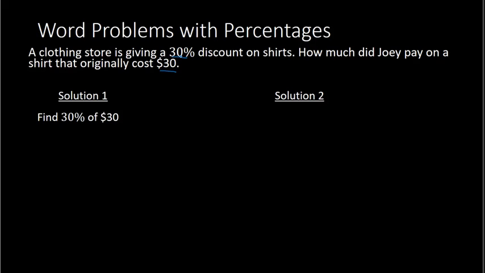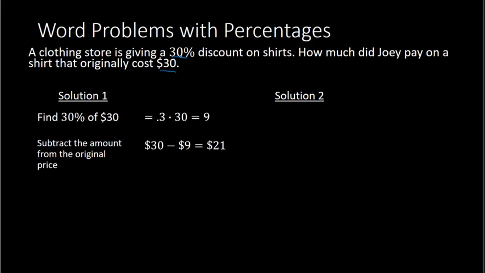So 30% of 30, we simply take 0.3 times 30 to get 9. So that is my discount. My discount is $9. So I can subtract that from the original price to get my final price of $21. So that is one way I can calculate my payment. All right, so we paid $21.